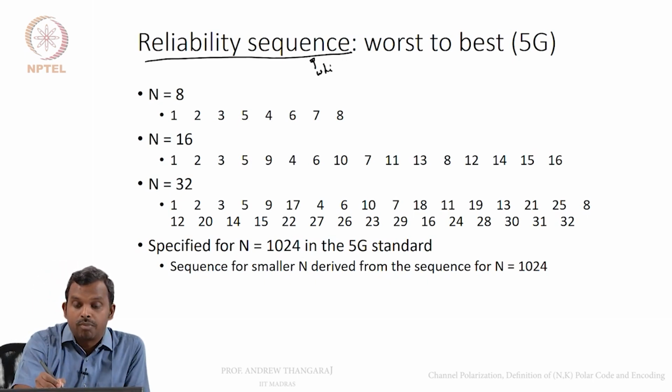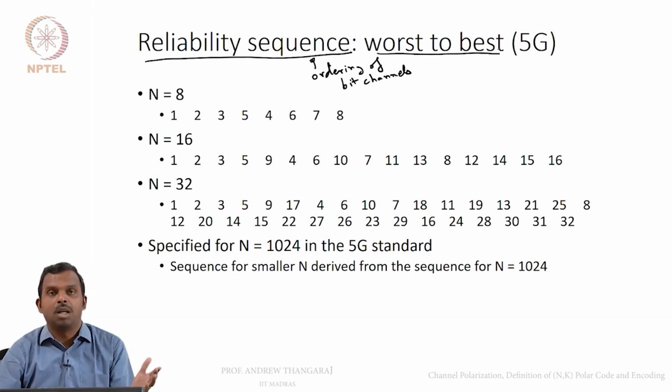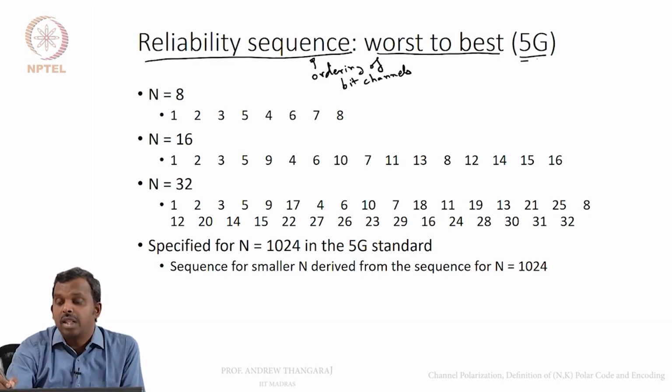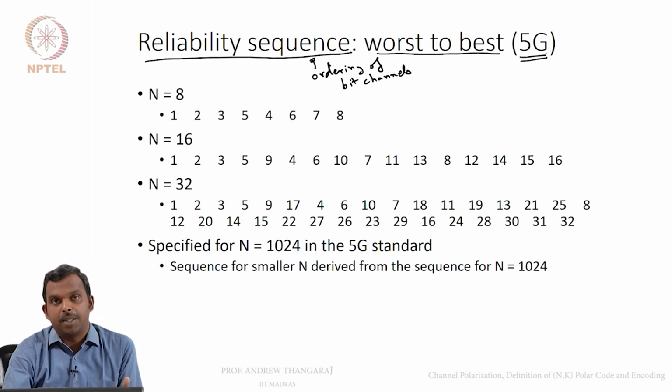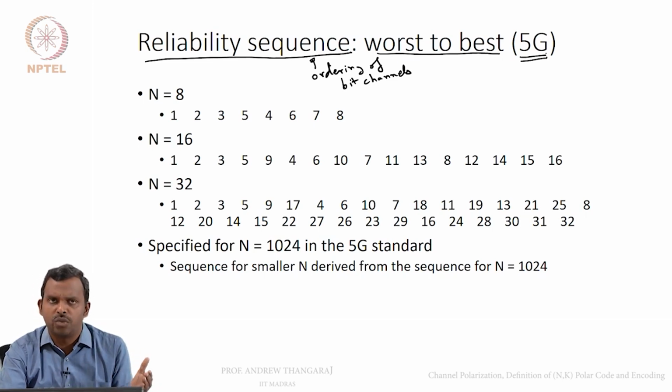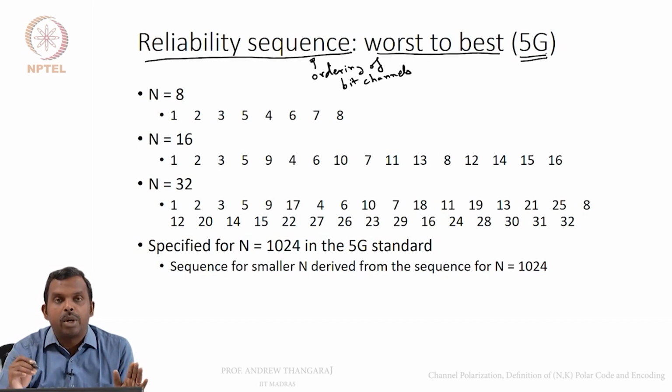This tells you the ordering of bit channels from worst to best. Which is the worst among these n bit channels, and which is the best among these n bit channels. I am giving you the reliability sequence as per the 5G standard. Now, there are multiple ways to create this reliability sequence, and there is a lot of research going on about how accurately you can find the reliability sequence, how realistic it is, etc. All of that we are not going to go into great detail, but we will simply provide the final answer.